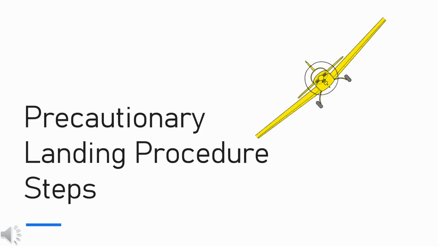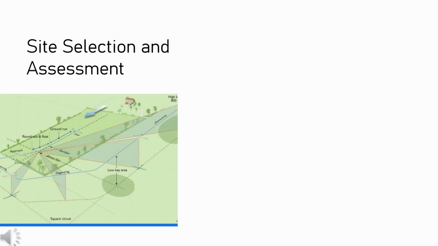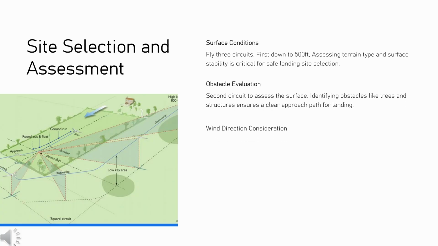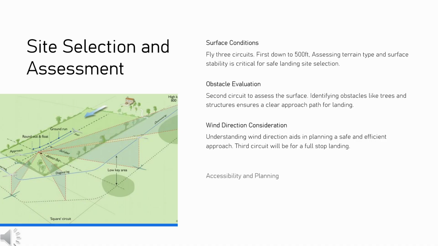Executing a safe precautionary landing involves careful site selection, configuring the aircraft properly, and managing approach and touchdown with precision. Pilots must choose a suitable landing area, considering surface conditions, obstacles, wind direction, and to some extent accessibility. Early identification allows better approach planning.